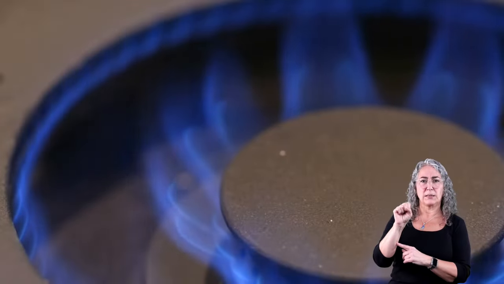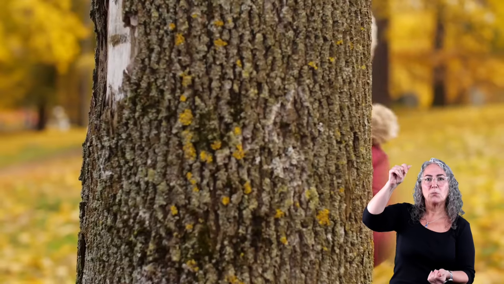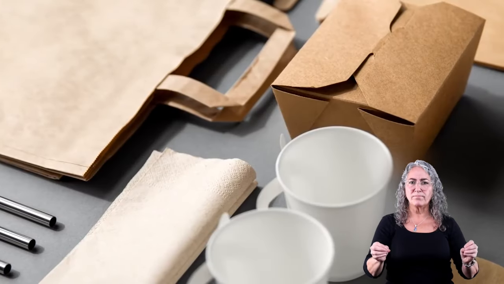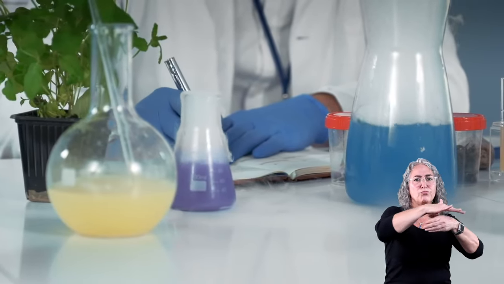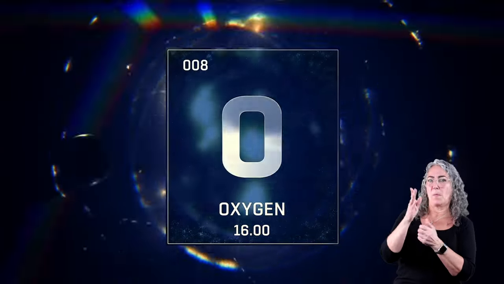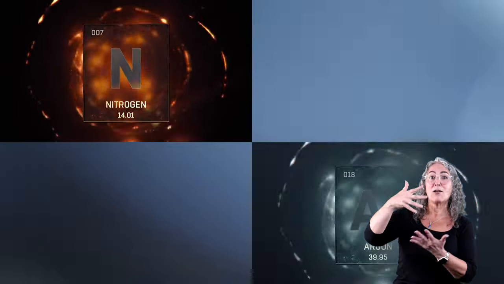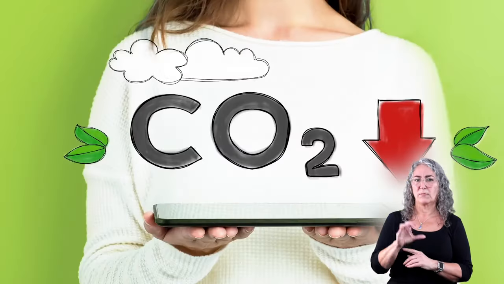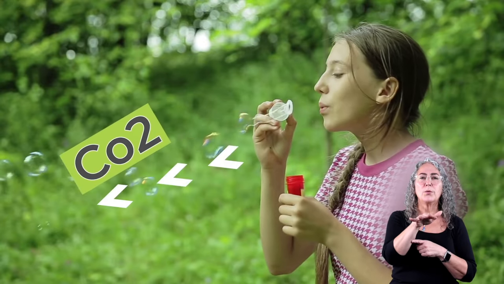Okay, now let's talk about gases. Gases are some of the most interesting of all types of matter because they're all around you, but you can't see them. A gas is invisible, has no shape or size, can fill any size container, and has no surface and moves around easily. Oxygen is a gas that makes up part of the air around you that you breathe in. Other gases in the air are nitrogen and argon, not to mention CO2 or carbon dioxide, which is a gas that you breathe out.